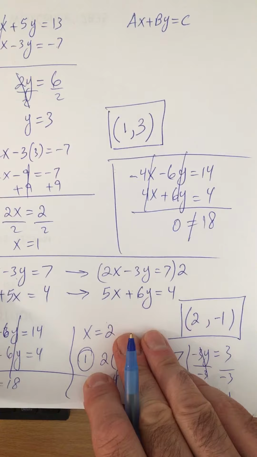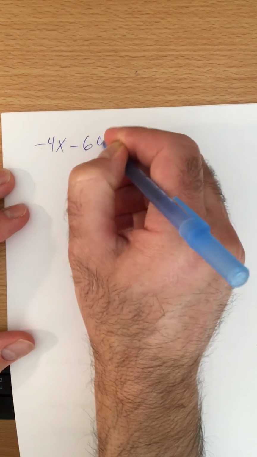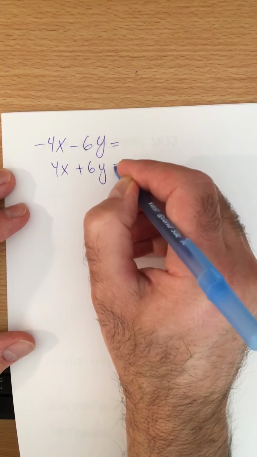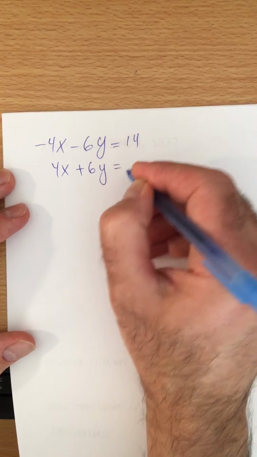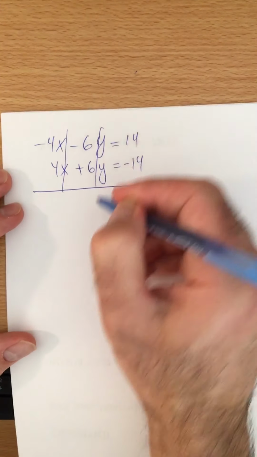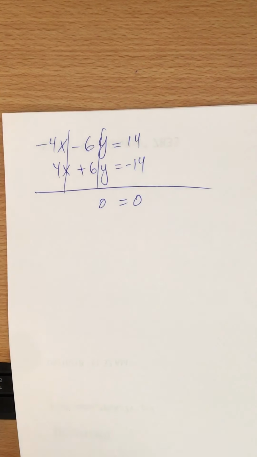On the other hand, let me give you this example. Let's say you have negative 4x minus 6y, 4x plus 6y equals, let's say, 14 and negative 14. And I add these guys up. These guys cancel out, you get 0. These guys cancel out, you get 0. So what did you get? You get a true statement. Does 0 equal 0?